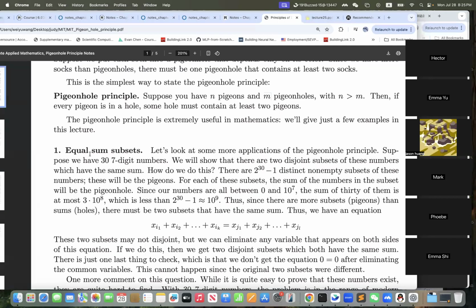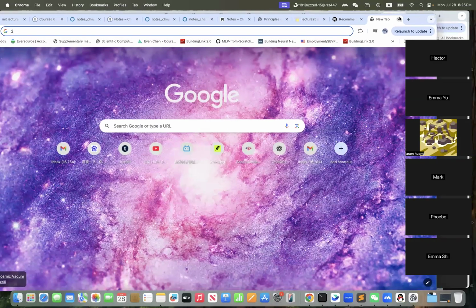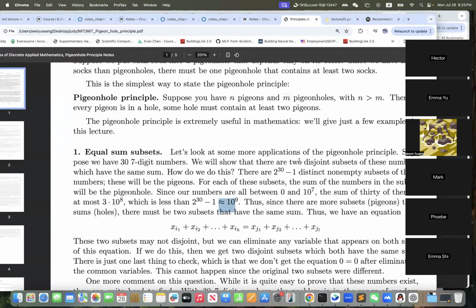Since we have 30 numbers and we count the number of subsets, we found that there are 2 to the power of 30 minus 1 distinct non-empty subsets, right? So a subset means just the sum of the numbers from a team. How many ways are there? There are 2 to the power of 30 minus 1, which is actually quite large, right? This does not mean 2 to the power of 30 minus 1 equals 10 to the 9. It means it's approximately equal. And actually, you could even find how equal it is.